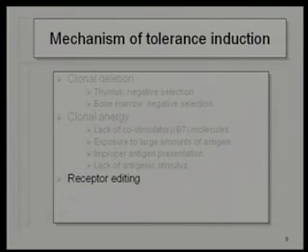I'll stop there, take any questions, and then we'll continue after the break. Any questions about any of the tolerance? Yes.